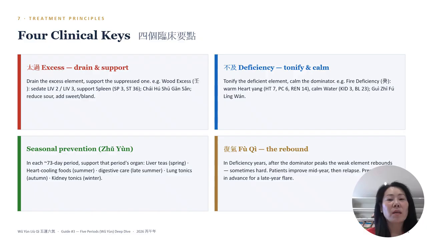In deficiency years, after the dominating element peaks, the weak element comes roaring back. Sometimes violently. Patients often feel better mid-year and then relapse later, so warn them in advance that a late-year flare is possible, and you will look like you can see the future.